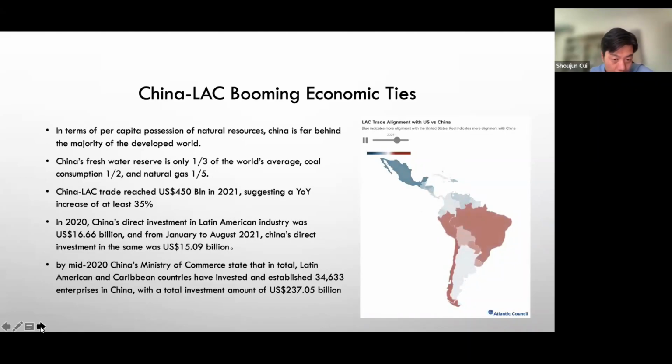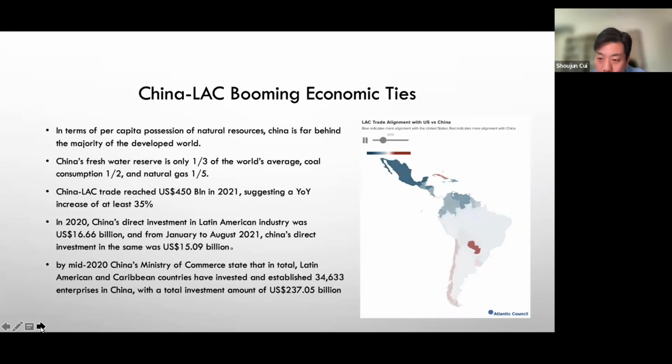So by mid-2020, China's Ministry of Commerce stated that in total, Latin America and Caribbean countries have invested in and established more than 3,400 enterprises in China. That means the relation is mutually beneficial. A lot of Latin American entrepreneurs come to China for business.